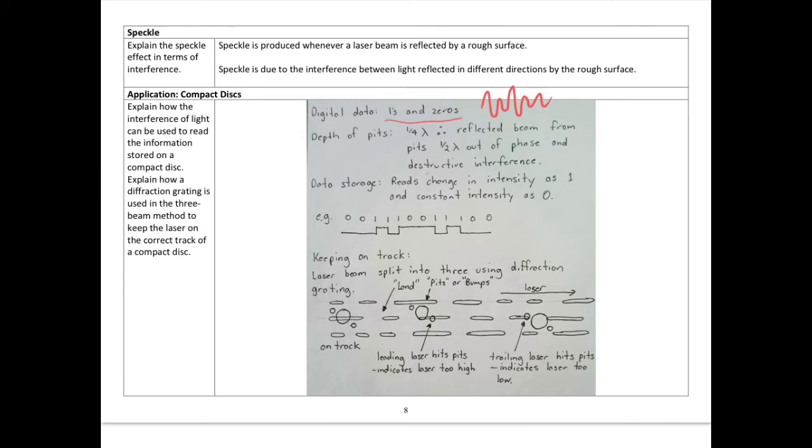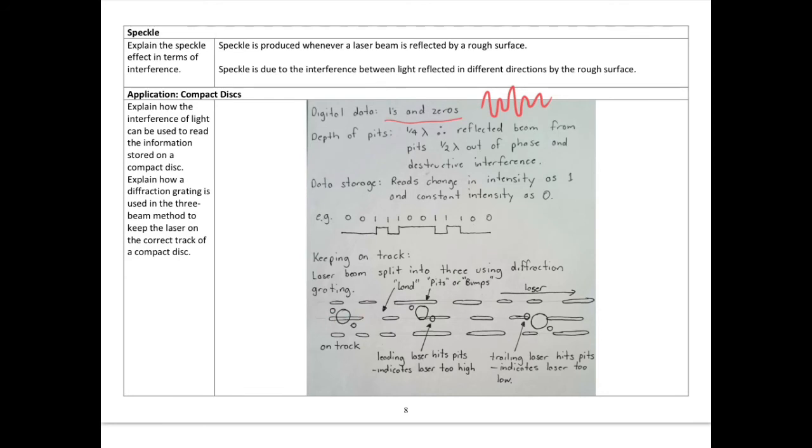Secondly, we need to know how it keeps on track, because we've got this long continuous track of pits or bumps and land, which is the area in between, on a CD. And it needs to have a way to know that it keeps tracking along on the right track. So, it does this through a fairly neat and novel way using a diffraction grating. After the laser beam, there's a diffraction grating, and that splits the laser beam into 3. So we have the bright central one, and then we have these 2 little beams on the side due to the interference pattern created by the diffraction grating.